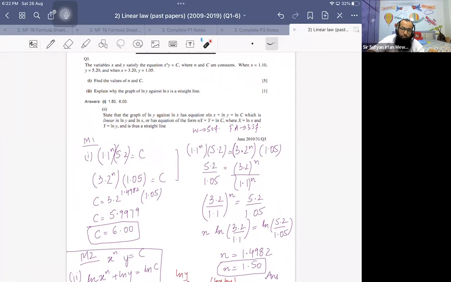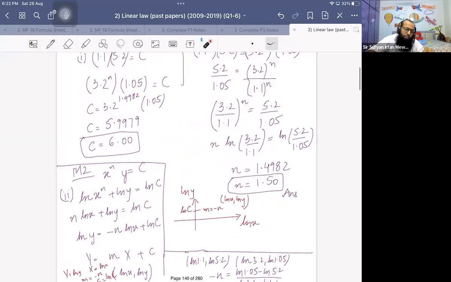Okay, great. Now, method 2. I told you people that although it was not required to take LG or LN on both the sides, you could have directly substituted and solved. Taking LG, LN on both the sides was not required. In part 2, we will be taking LG, LN. I'll see that part later.